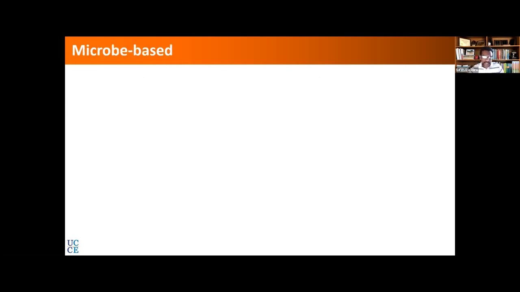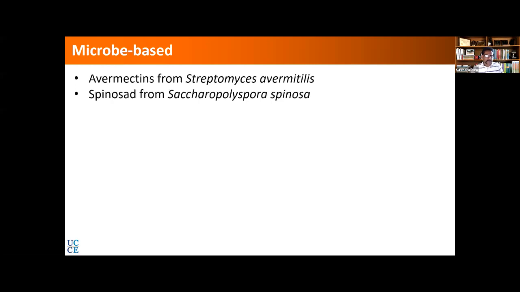Then microbe-based materials. They don't have the live organisms, but they are derived from beneficial microbes. Then we have these two examples, ivermectins. You are familiar with abamectin, which is derived from ivermectins. So this comes from this bacterium, Streptomyces avermitilis. Then spinosad, as I mentioned, is also from another bacterium. These are produced through fermentation, and then they have these nematicidal or insecticidal properties.